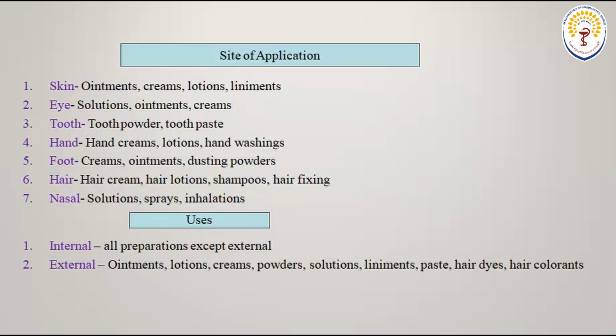According to uses, they are classified as internal or external use. Internal: all preparations except external are internal. External preparations: ointment, lotion, creams, powder, solution, liniment, paste, hair dyes, hair colorant. Those are used on the external body. These are the classification of pharmaceutical dosage form.